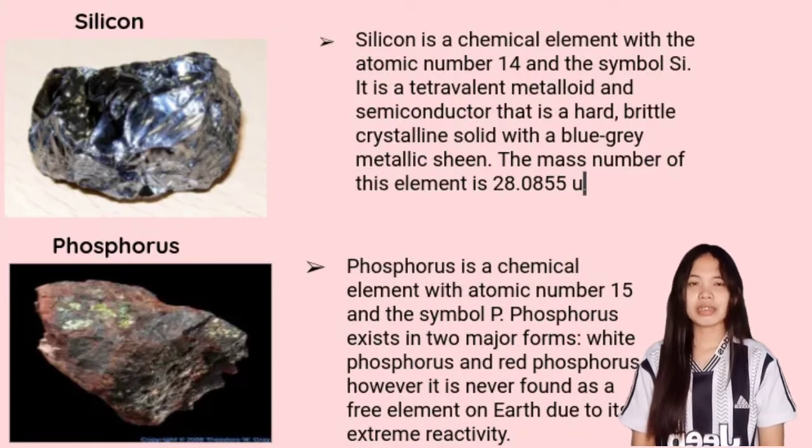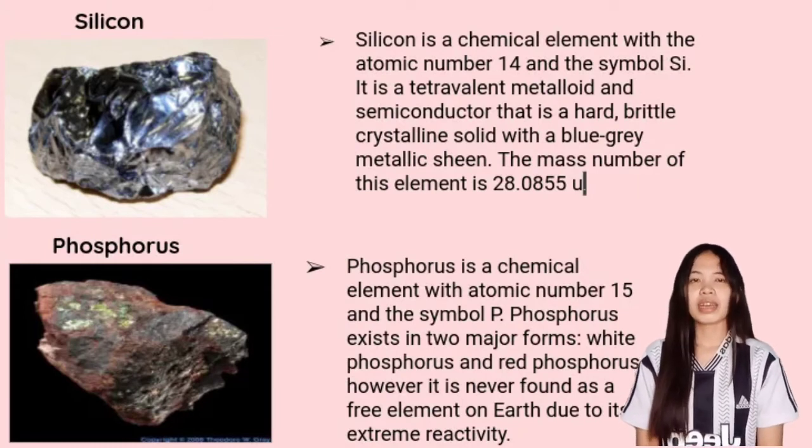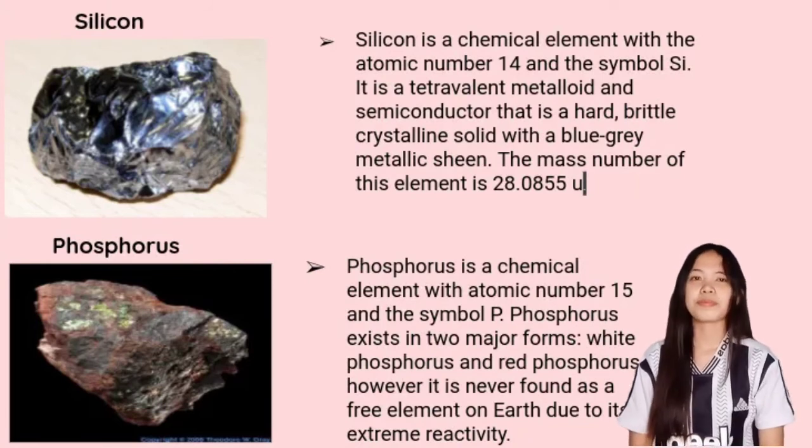Silicon. Silicon is a chemical element with the atomic number of 14 and the symbol is Si. It is a tetravalent metalloid and semiconductor that is a hard, brittle, crystalline solid with a blue-gray metallic sheen. The mass number of this element is 28.0855 U.